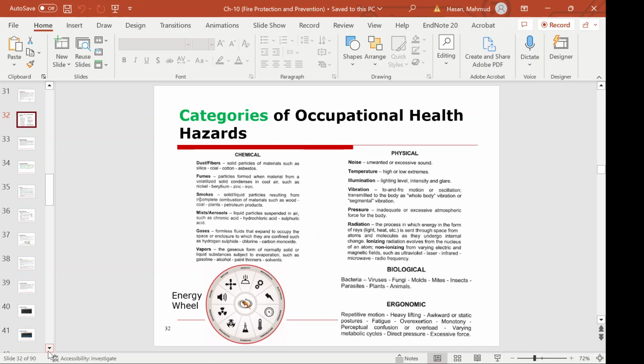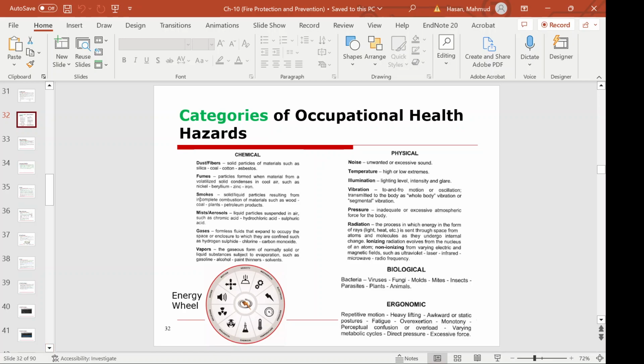And biological side, you have bacteria, virus, fungus, mold, mites, insect, parasite, plants, and animal. And ergonomic side, you have repetitive motion, heavy lifting, awkward or static posture, fatigue, overexertion, monotony, perceptual confusion or overload, varying metabolic cycle, direct pressure, excessive force. These are different kinds of categories.